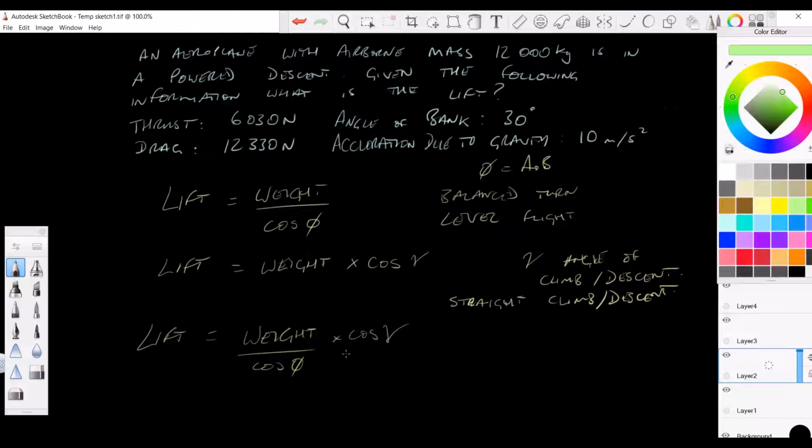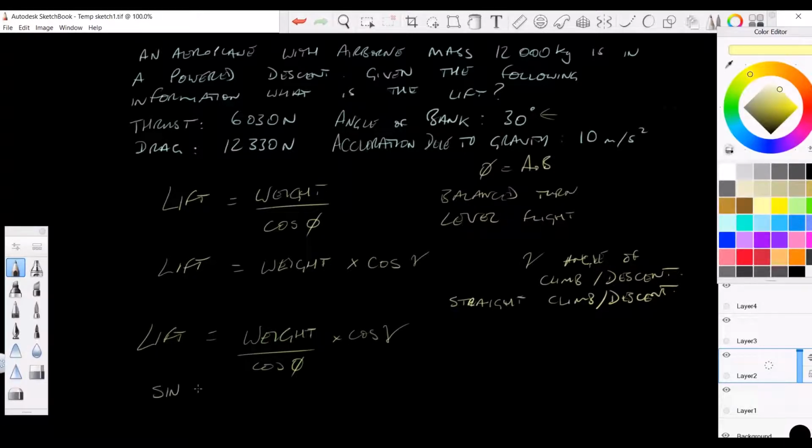Okay, so this equation, now that we've combined these two, is going to be core to the question. We want to know the lift. We know the mass of the aircraft and the acceleration due to gravity, so we can work out the weight. And we just need the angle of descent in this case and the angle of bank to work out the lift. Now we've been given the angle of bank, so that's fine. We've got 30 degrees angle of bank there, but we are going to need a third equation to work out our angle of descent.